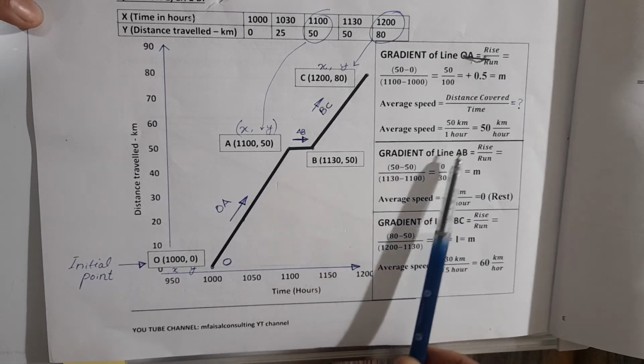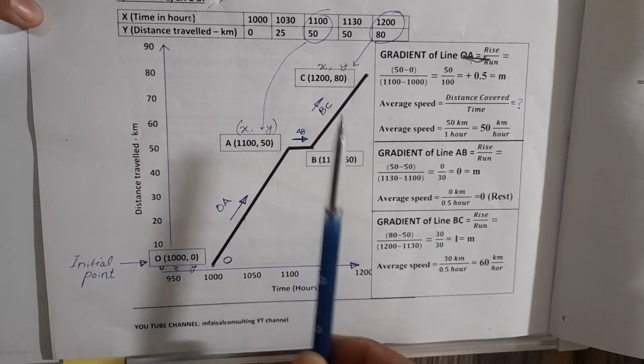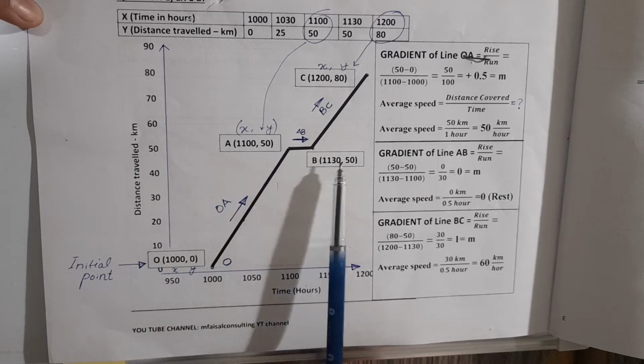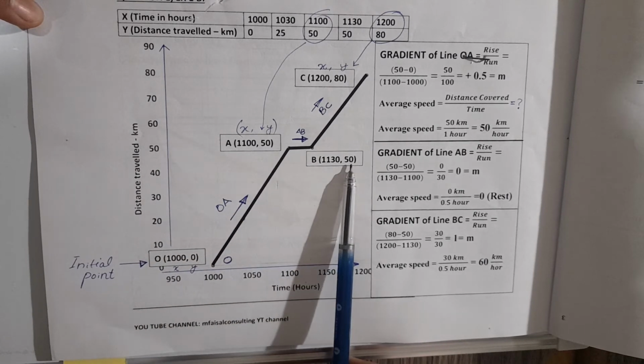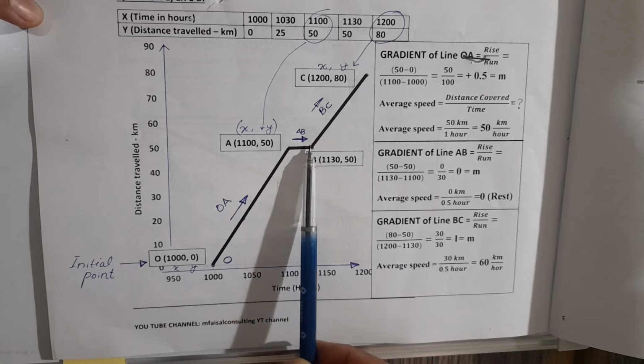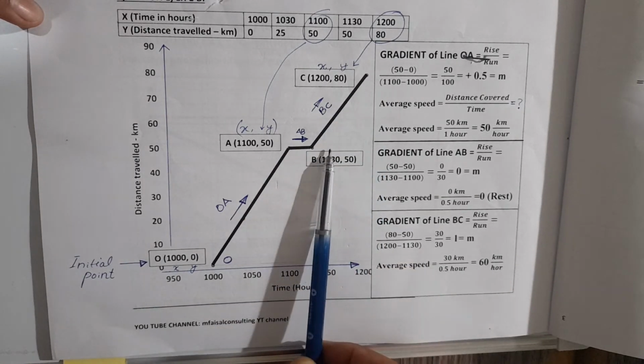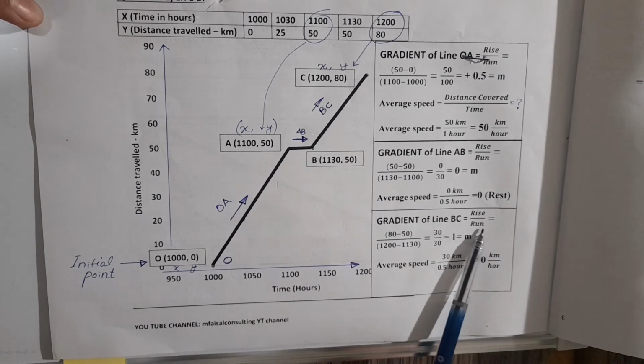Now the gradient of line AB. This is line AB. Gradient of line AB is rise divided by run. But the coordinates of y-axis, final position 50, initial position 50, 50 minus 50 is 0. So this is a straight line. Gradient of line BC, rise divided by run.